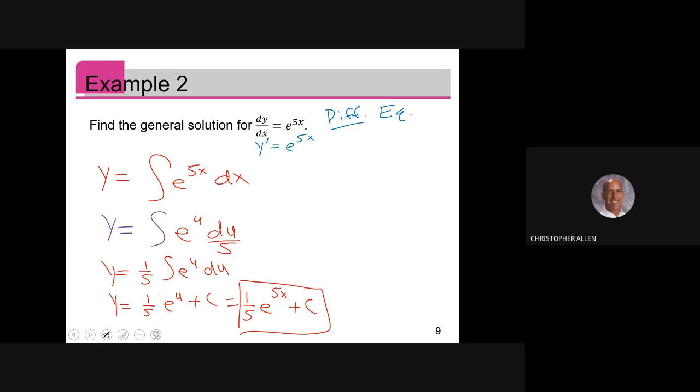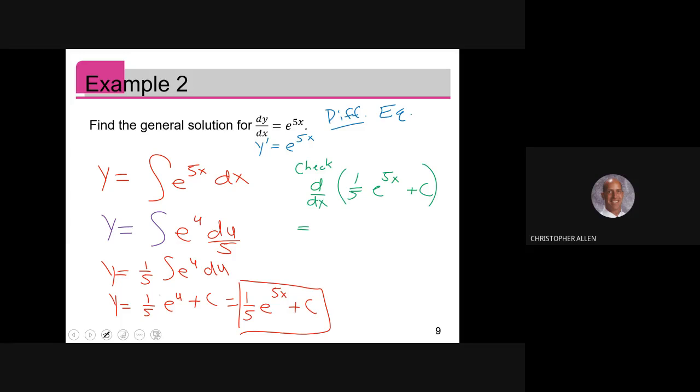Okay, so here we go. So here's our answer. How do we check our answer? Just do the derivative, undo the integration, right? So we want to just check to see if this is correct. So to do the check, I'm going to do the derivative of 1/5 e to the 5x plus c. Again, what's the derivative of c? 0, right? Now, in order to do this derivative, what rule do I need to use?